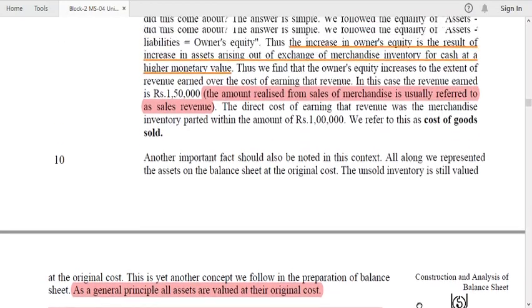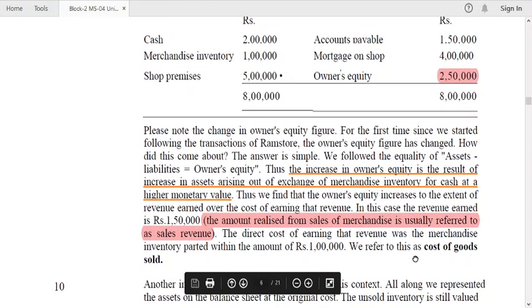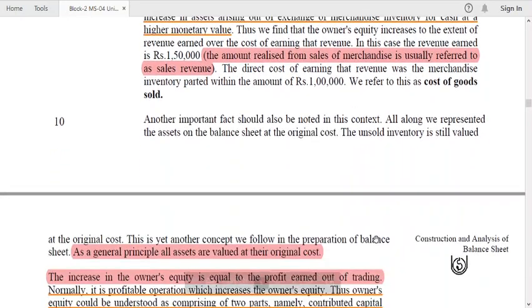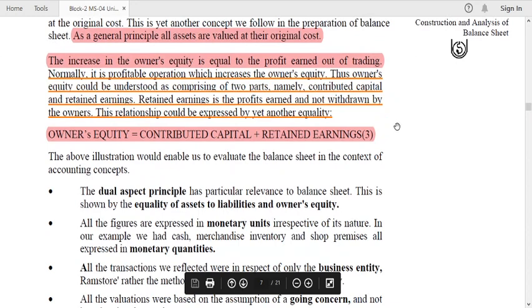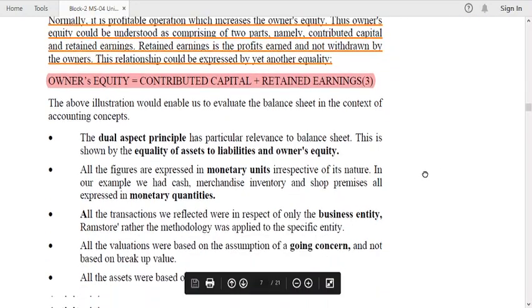Okay, see, up to transaction number 3, we were having owner's equity as 2 lakh rupees only. In transaction number 4, there is a profit of 50,000 rupees and owner's equity increased to 2,50,000 rupees. The 2 lakh rupees is the contributed capital, 50,000 rupees is called the retained earnings or profits. Retained earnings is the profits earned and not withdrawn by the owners. This relationship can therefore be represented in another equation: owner's equity equals contributed capital, which in the previous example is 2 lakh rupees, plus retained earnings, which is 50,000. This is another very, very important equation.